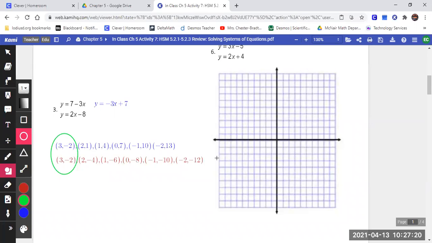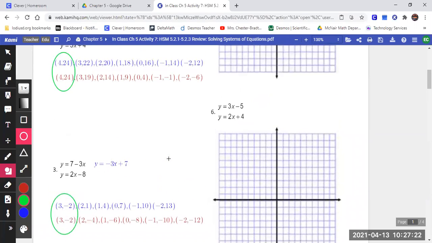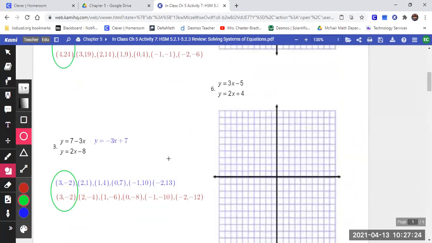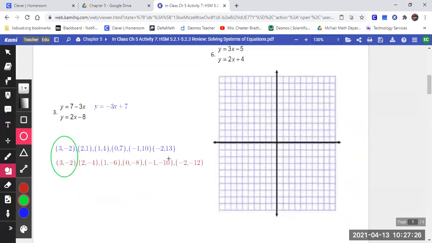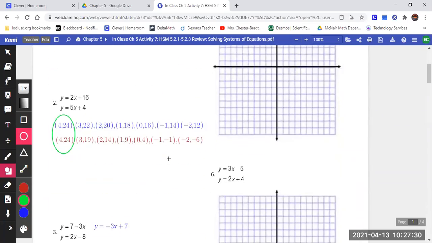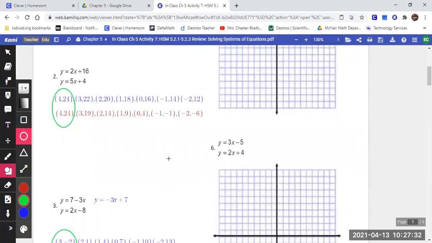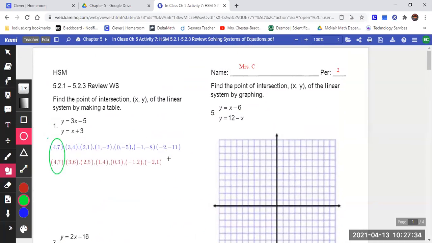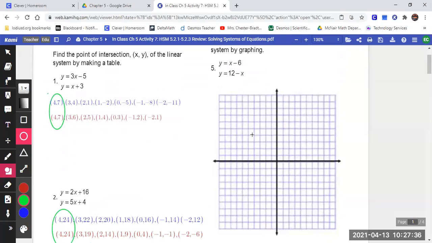Okay. So we did, now we're on 4. And 4 is where? Where's number 4? There wasn't one on the worksheet. I don't know why. Okay, so now we're looking at 5. We're looking at 5. They want us to do this by graphing.